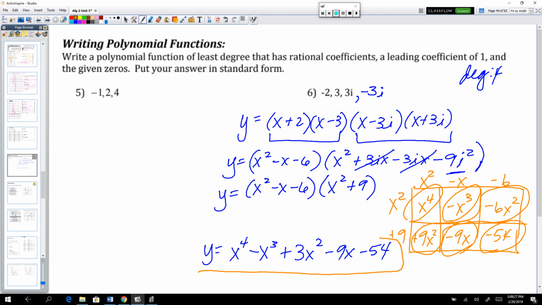This is your standard form of the polynomial. I know those are long and it's definitely attention to detail required there. Please make sure that you're pausing the video and going back and checking things if you get stuck anywhere.